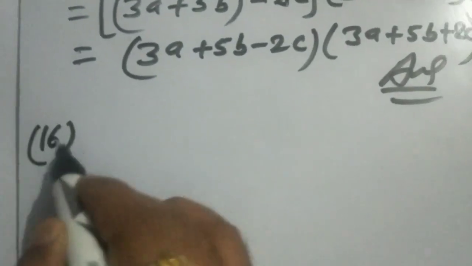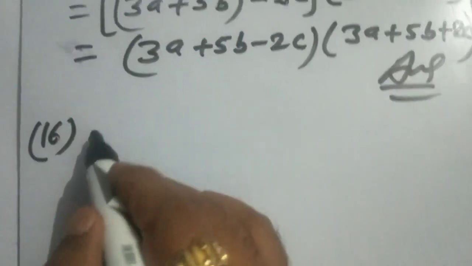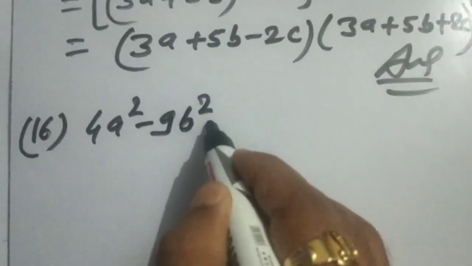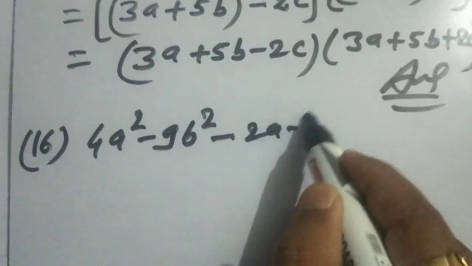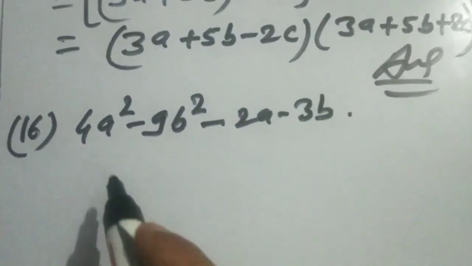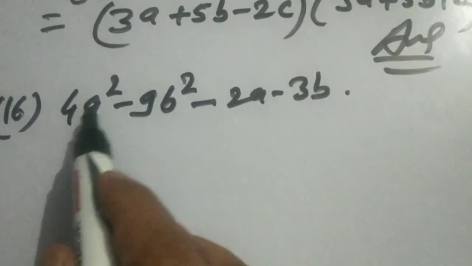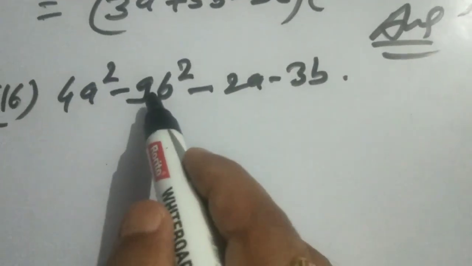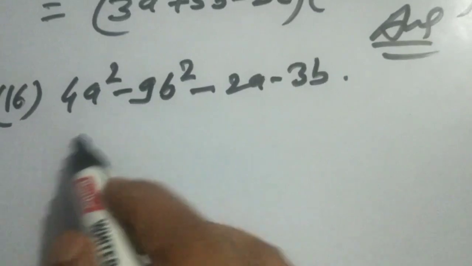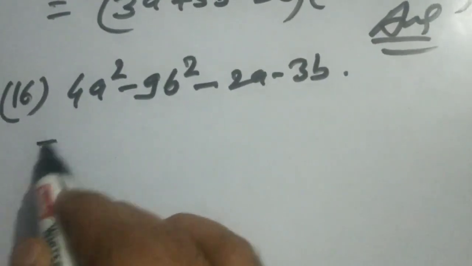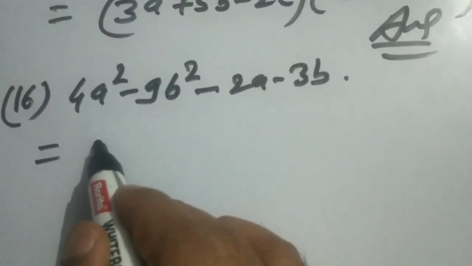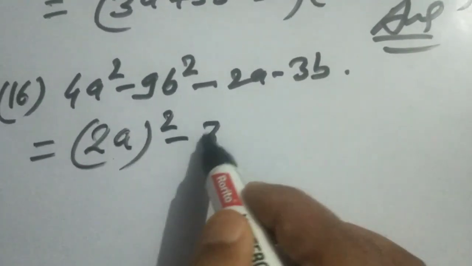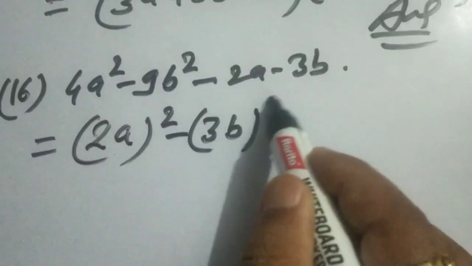In question number 16 it is given that 4a square minus 9b square minus 2a minus 3b. Now in this question you can see this is a perfect square. 4 is the square of 2 and 9 is the square of 3. So it is a perfect square. So let us write it as 2a the whole square minus 3b the whole square.